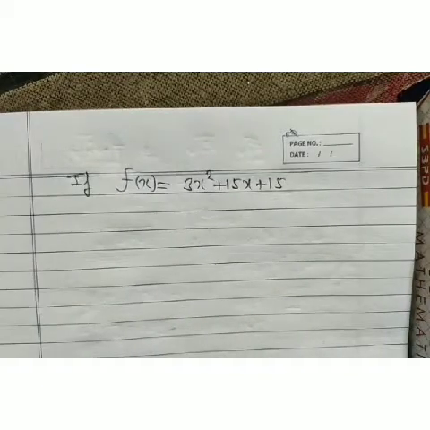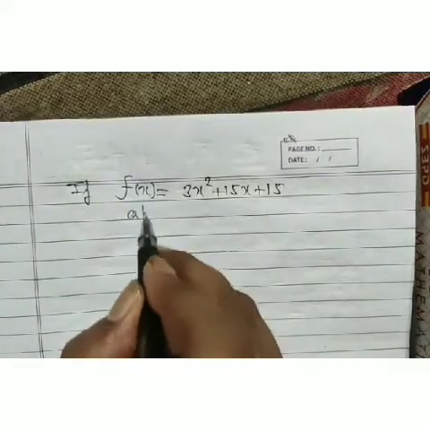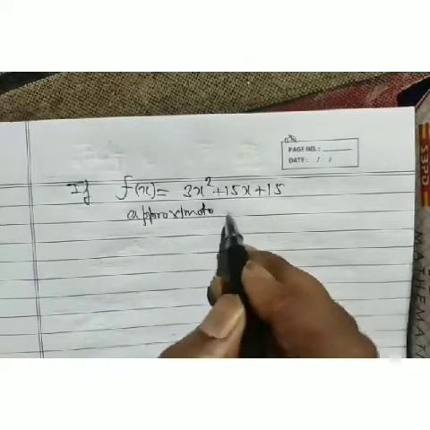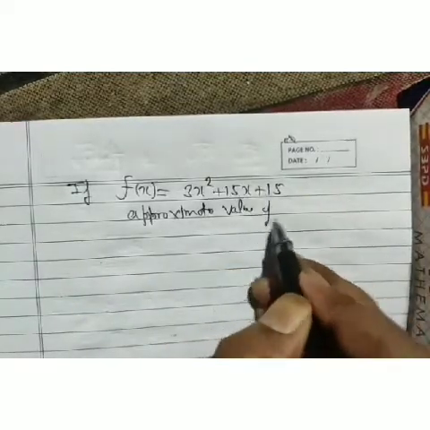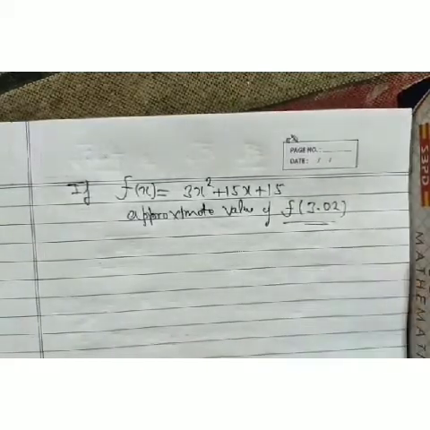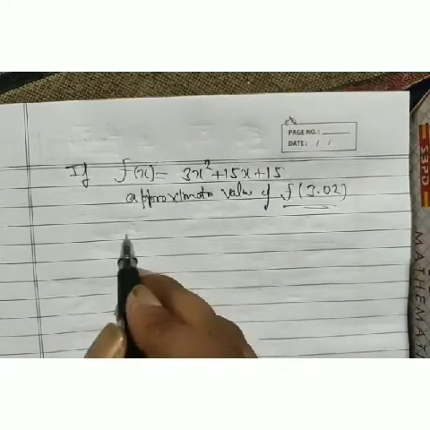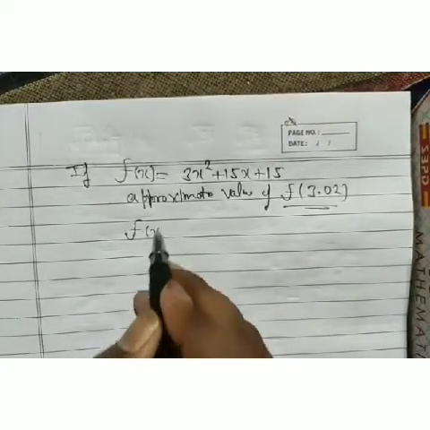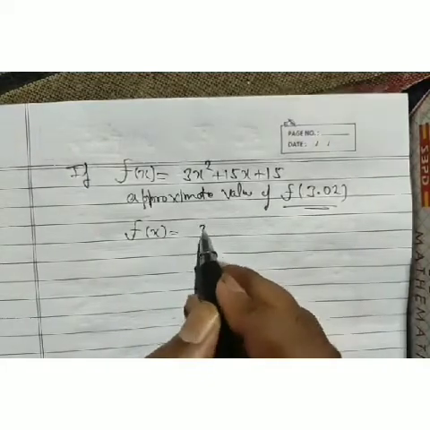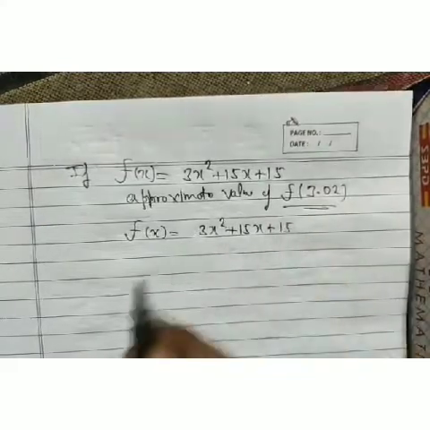Therefore, suppose that we have given some function there, and we have to find its approximate value. Just suppose we have to find the value of f of 3.02. Then how can we get the approximate value? Again, we start with our function f(x). What is our f(x)? 3x square plus 15x plus 15.